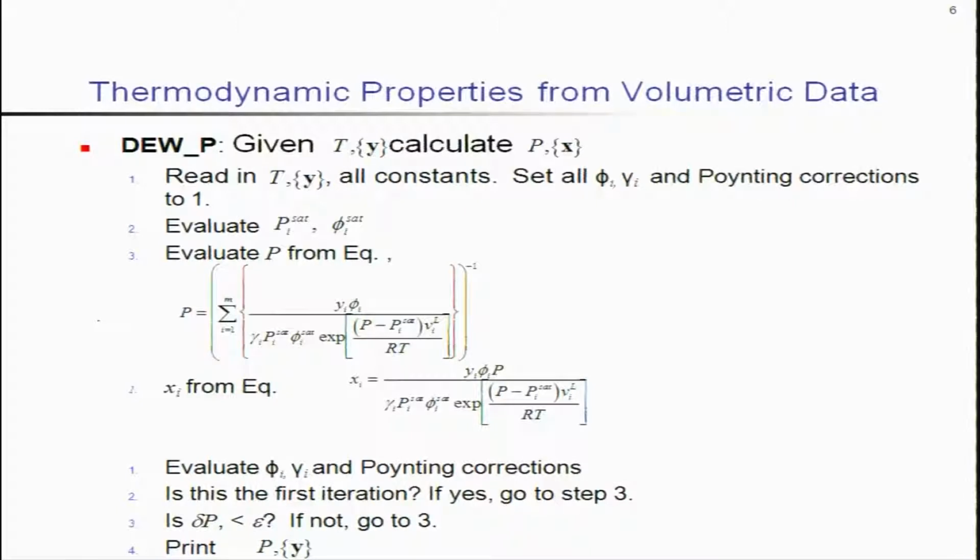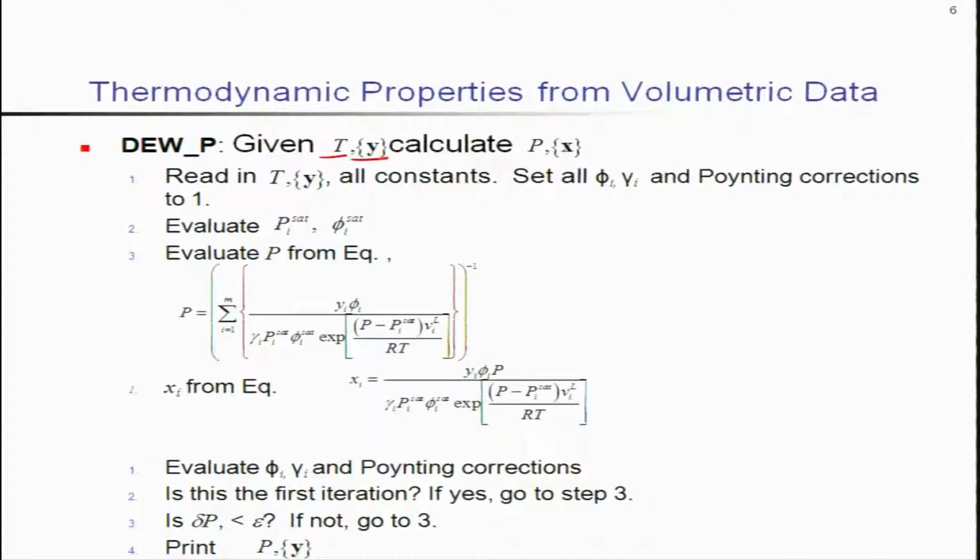So, let us also look at another case, which is basically the dew point calculation, where the composition in the vapor phase is given and the pressure has to be evaluated. That is why it is called dew point pressure calculation, or dew P, which we have written in short form. So, here again the temperature is given, the composition of the vapor phase is given, and we have to evaluate pressure and x here. So, what we are going to do is read all the constants and the molar information, set these corrections to 1 initially, and evaluate the same way as we have done for the pi sat as well as the fugacity coefficient of the saturation system.